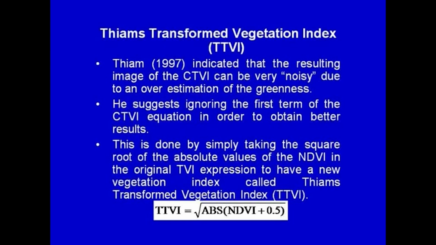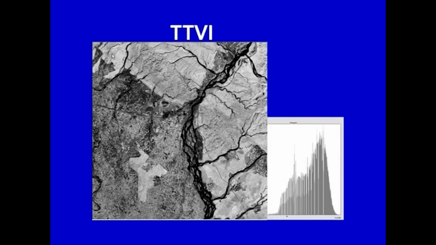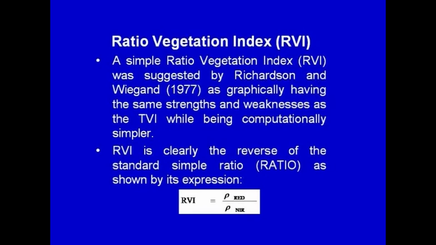So, TVI can be expressed as the square root of the absolute value of NDVI plus 0.05. This particular slide shows the TVI image that has been generated. Again, what we can say is that this particular information is more or less similar to what we have seen in previous indices, which was CTVI. The next indices that we now take up is the ratio vegetation indices.